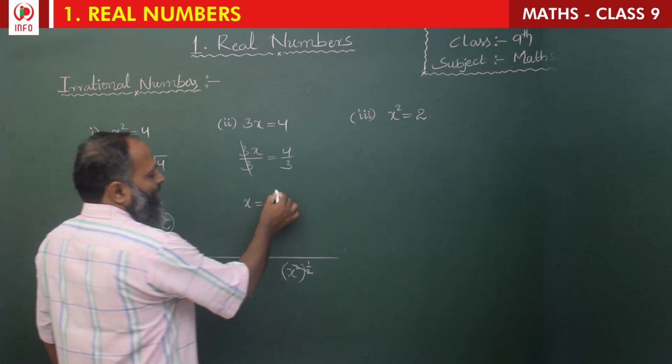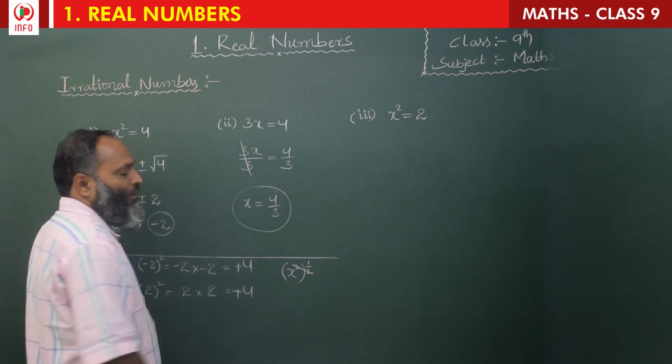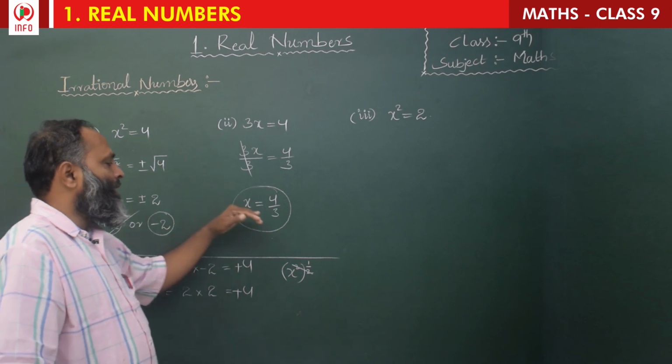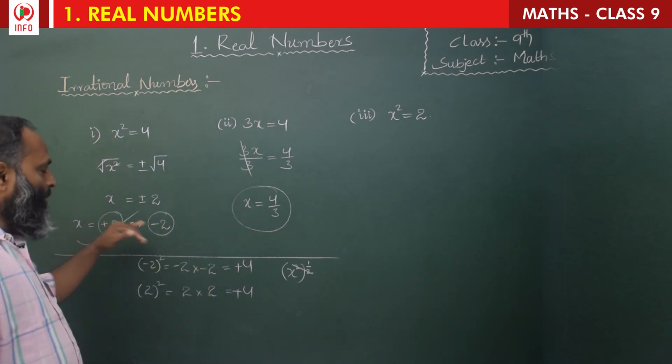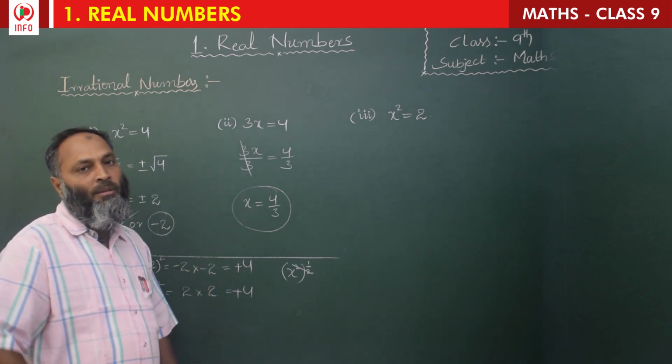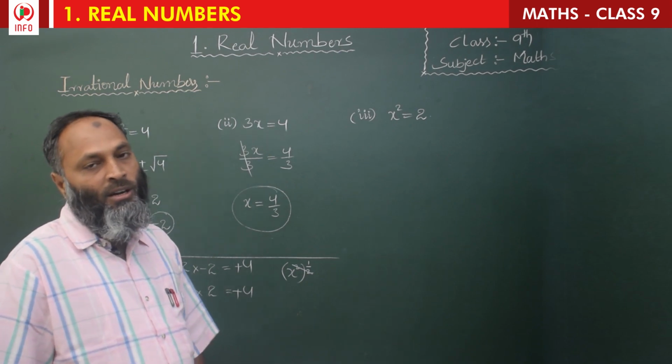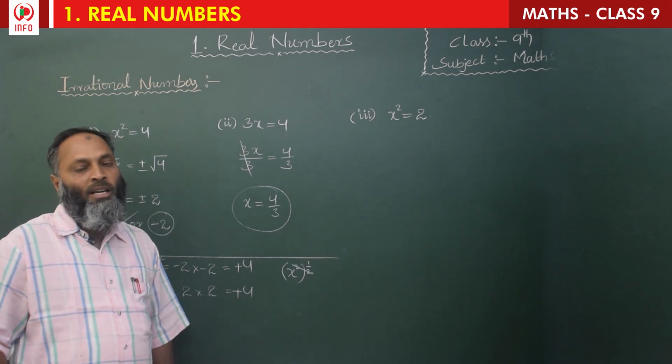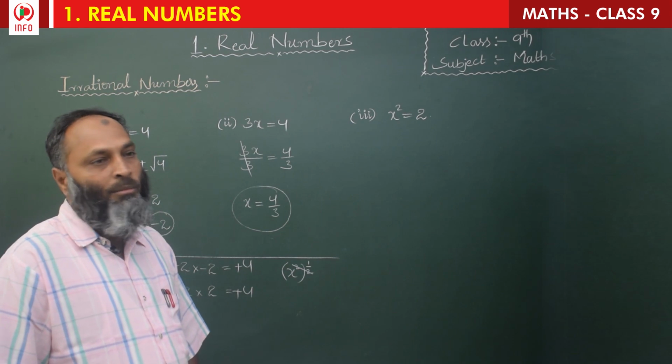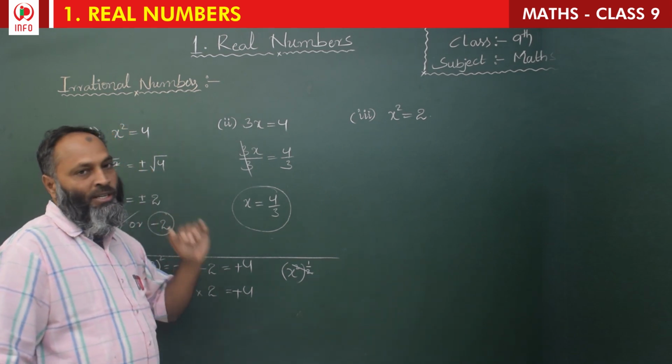So x is equal to 4 by 3, this is a rational number. And x is equal to 2 or minus 2. All of this we can represent on the number line. It is very easy to represent on the number line, because these are rational numbers.